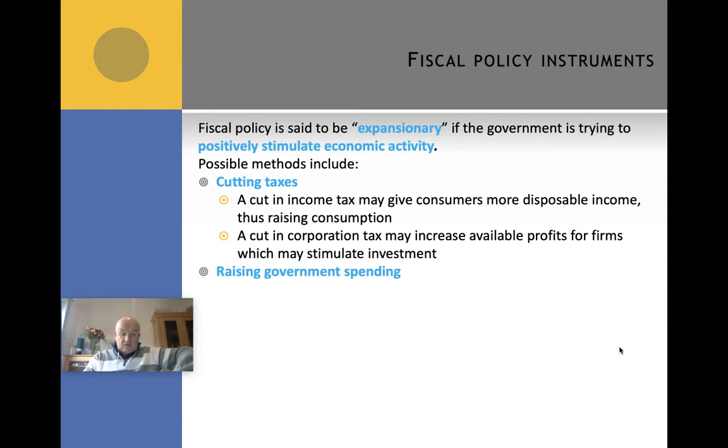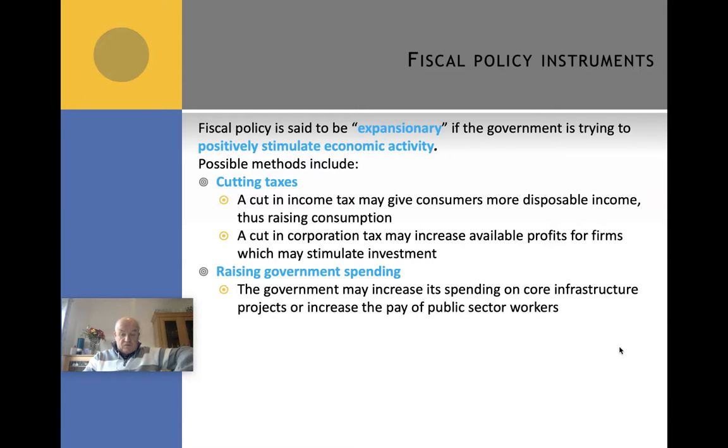Other ways in which we could use expansionary fiscal policy would be for the government to raise the level of spending. So it might choose to spend it on core infrastructure projects or increase the pay of public sector workers. Well, clearly, in that case, that again should have a positive economic advantage, I suppose.